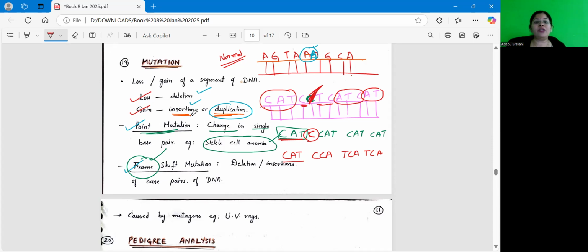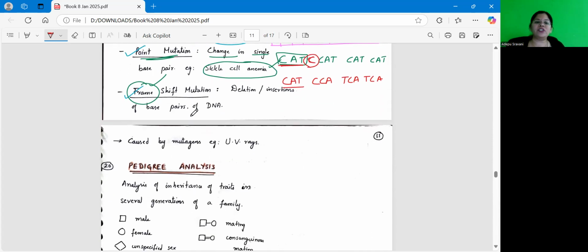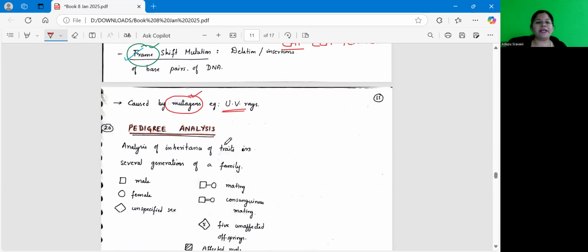Next, we have something called mutagens. What do you mean by mutagen? These are the agents which cause the mutation. An example will be ultraviolet rays. Clear? Next, we have something called pedigree analysis.